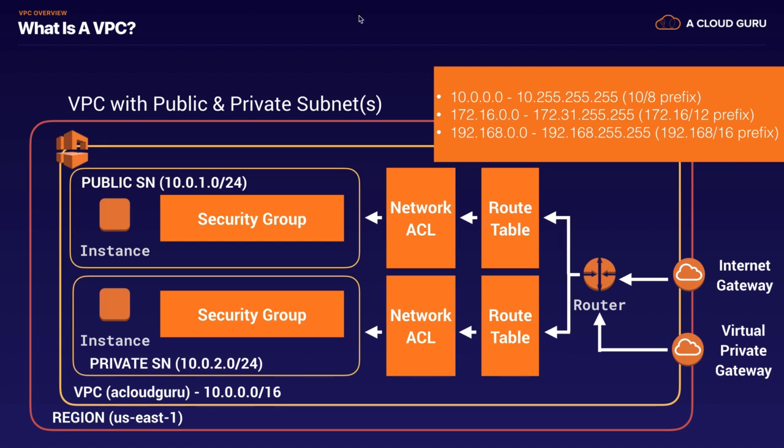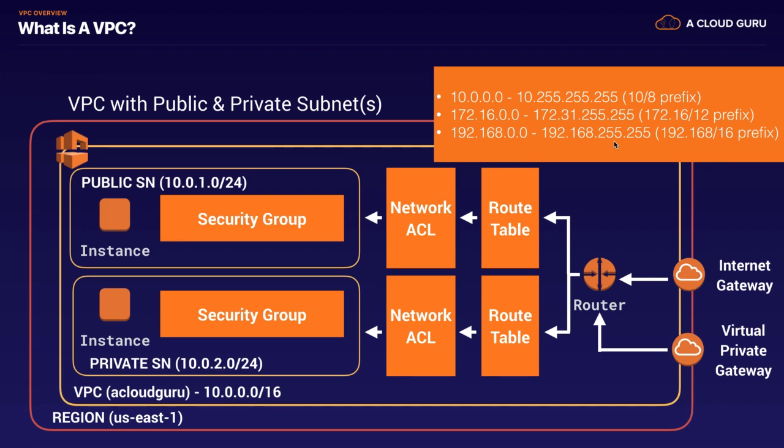We then could also use the IP address range 172.16.0.0. This goes all the way up to 172.31.255.255. This is a /12. And then we have the most famous, which you're probably used to from your own home networks, which is 192.168.0.0. And this goes all the way up to 192.168.255.255. And this is a /16 prefix.